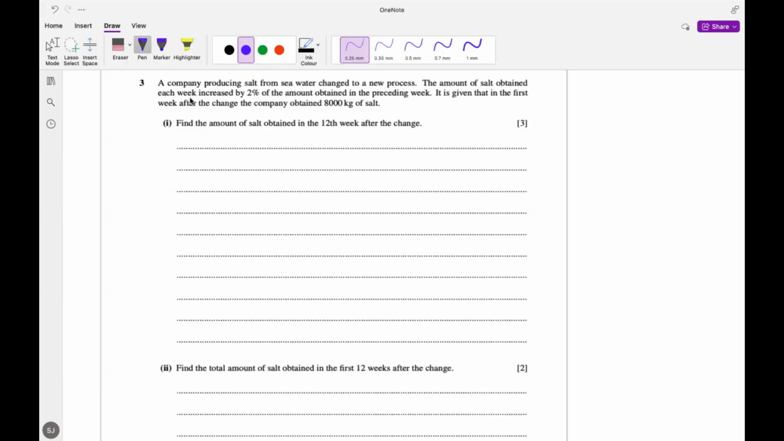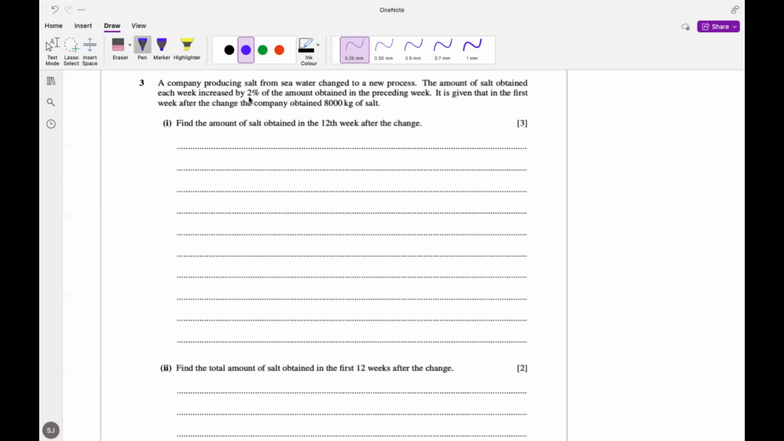In question 3, we have a question which says that a company producing salt from seawater changed to a new process. The amount of salt obtained each week increased by 2%. It is given that in the first week after the change, the company obtained 8,000 kg of salt. We have to find the salt obtained in the 12th week after the change.